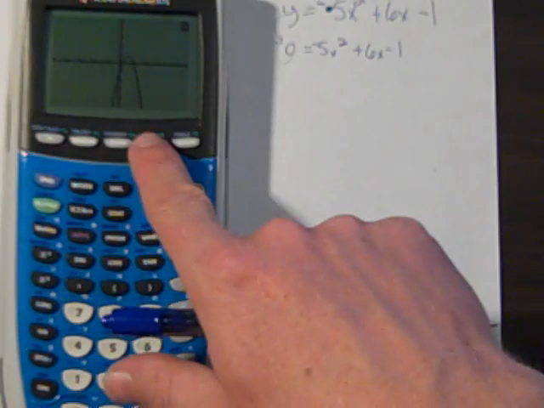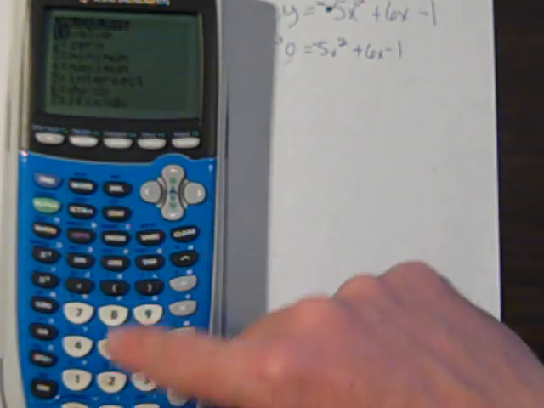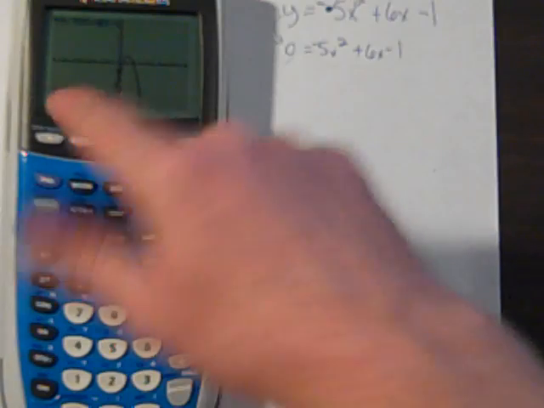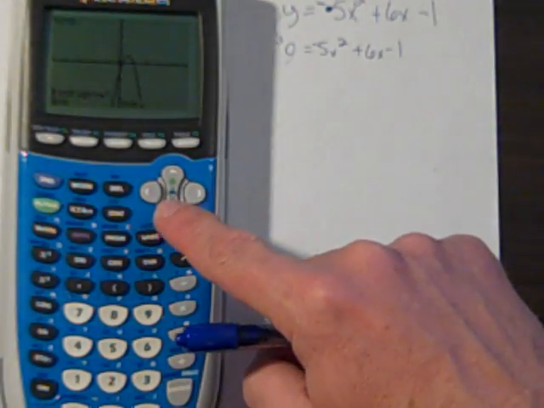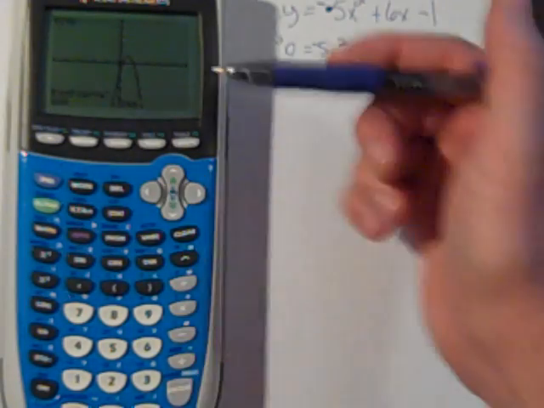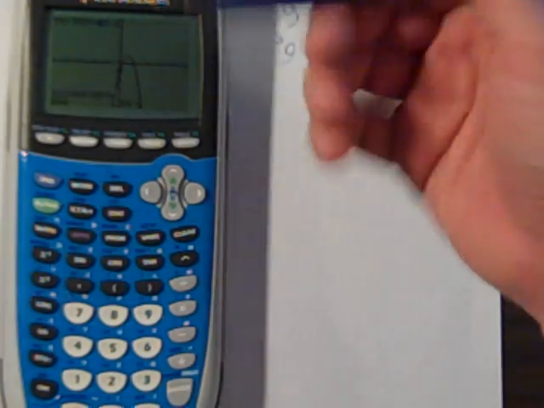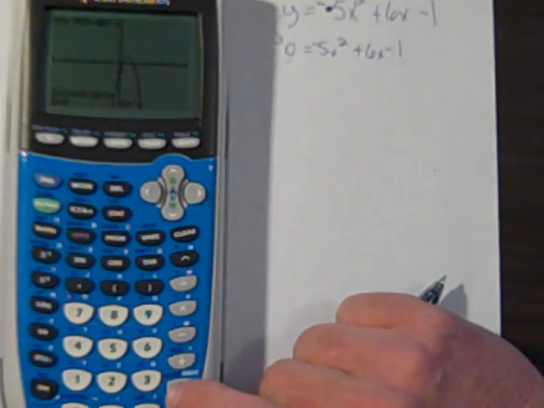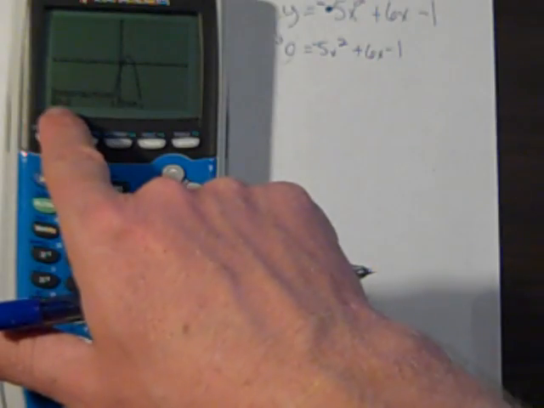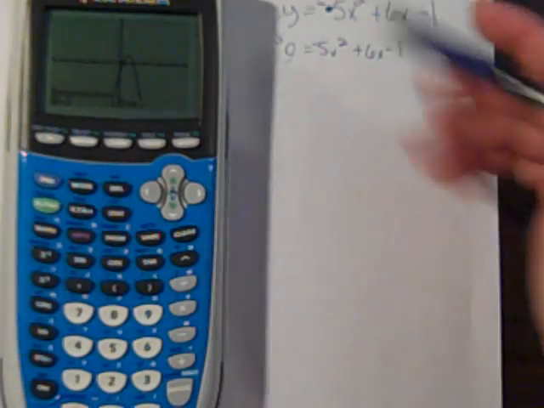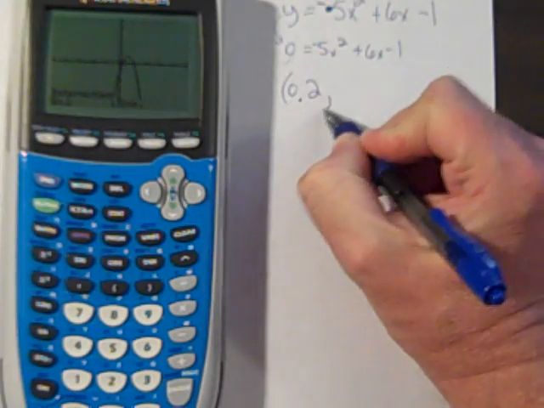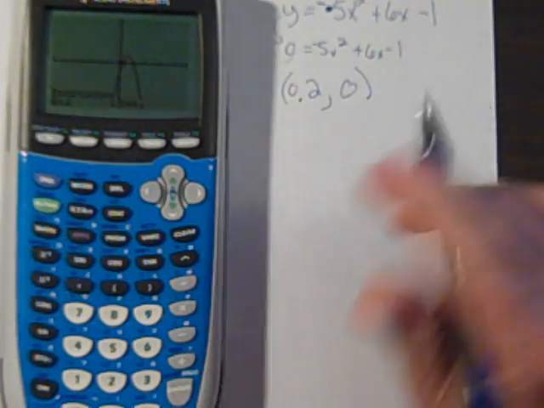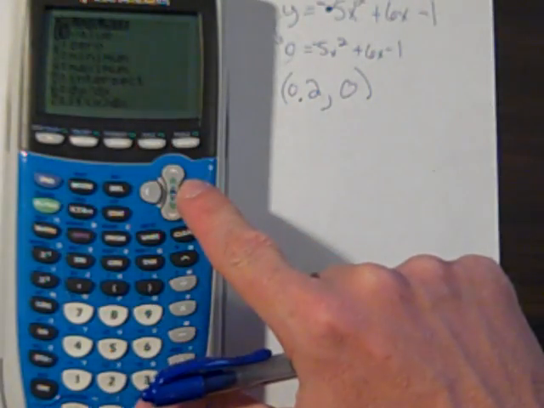So I'm going to go to my second trace button, and I want intersect. That's option number 5. It says the first curve, and you can notice it's blinking right here, and I try to get fairly close to it. That looks pretty close to blinking, so I hit enter, and then it automatically jumps to my second curve. I do that, and then I say I want to guess. Right here it says the intersection is x equals 0.2, y equals 0. That's my first point.